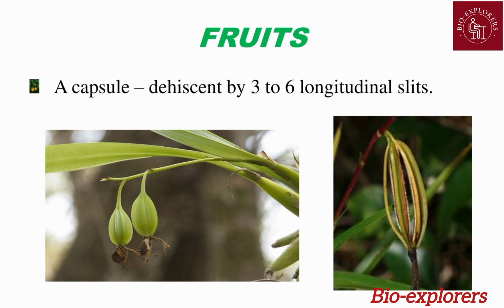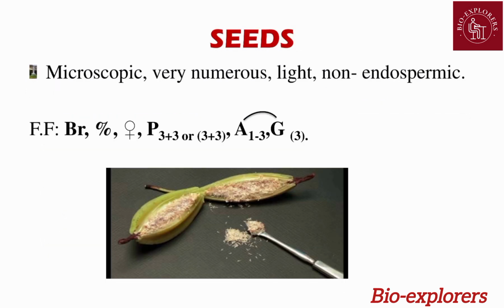which is generally a dry fruit, or sometimes it is fleshy in nature, which dehisces by 3 to 6 longitudinal slits while remaining closed at both ends. The seeds are microscopic in nature, very numerous, light and non-endospermic. During the dispersal process, they are blown away by the wind due to their light weight.